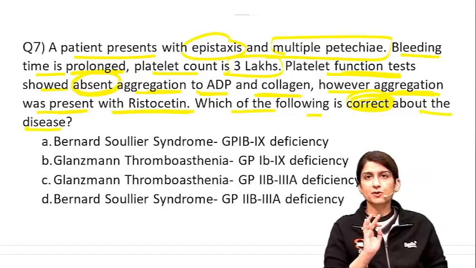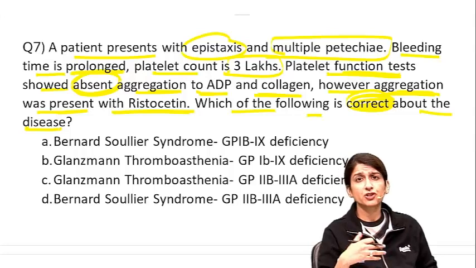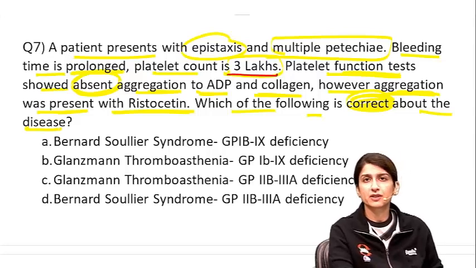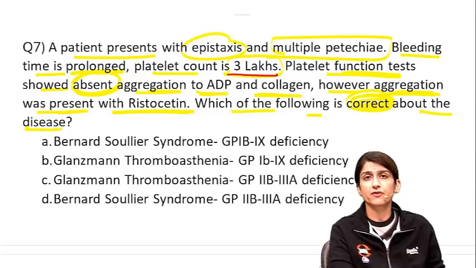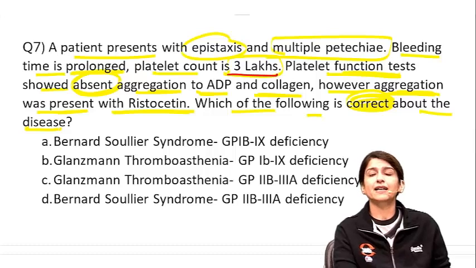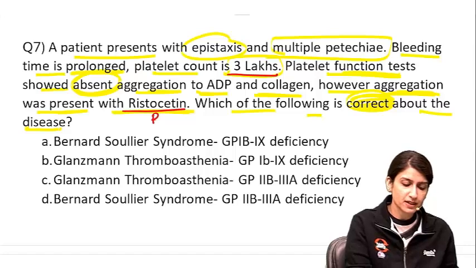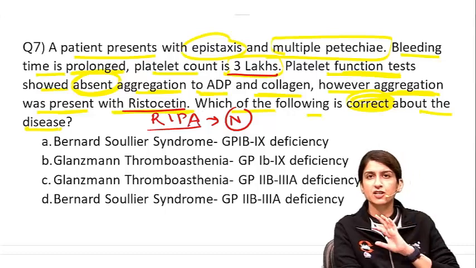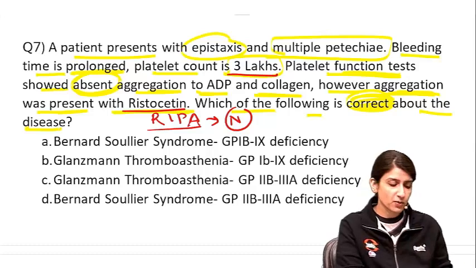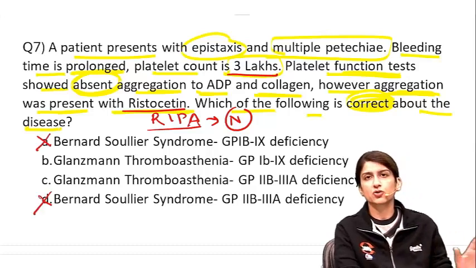So, bleeding time is prolonged, petechiae मिल रहे हैं, so superficial bleeds हैं, that means sure shot it's a platelet disorder. But the count is normal, so that means it's not a number disorder, it's a platelet function disorder. And I know there are two important platelet function disorders, Bernard-Soulier syndrome and Glanzmann thrombasthenia. But the question is particularly telling me that RIPA, ristocetin induced platelet aggregation, is absolutely normal here. So RIPA is completely normal. So that means I'm ruling out that there is some adhesion defect. Adhesion defect नहीं है क्योंकि RIPA normal है.